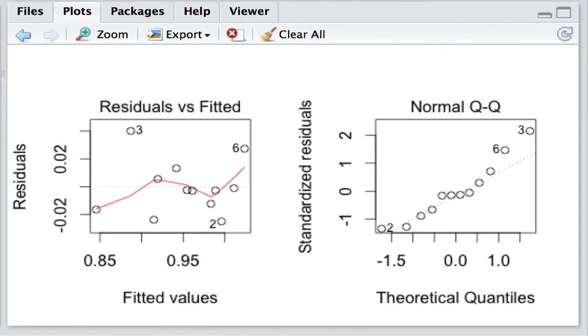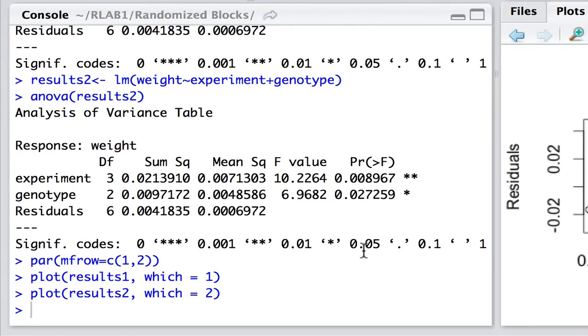And we can see from these graphs that broadly speaking, we don't have anything to worry about with regard to homogeneity, and the normal QQ plot appears relatively linear. So we've established that our fit of our randomized block model suggests that genotype has a very strong influence on the weight of our beetles. But also we've learned something extra in that the experiment also influences those weights that have been measured. And of course that might be something that could be followed up.